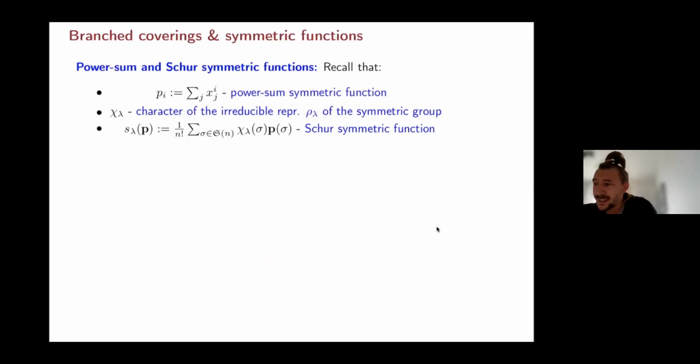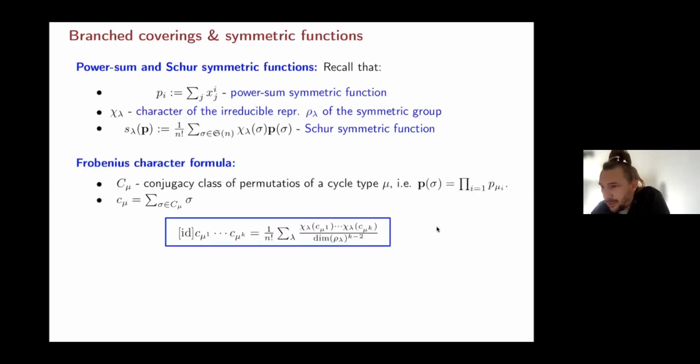I will recall that p_i is a power sum symmetric function. So this is just a sum of x's to the power i. And then a Schur symmetric function can be defined by saying that the transition matrix between Schur symmetric functions and power sums is given by characters of the irreducible representations of the symmetric group. If you know what Schur symmetric functions are, you might be unhappy with this definition because there are many equivalent definitions, and this is definitely not the standard one. But for our purposes, this is the most convenient definition, and here is why.